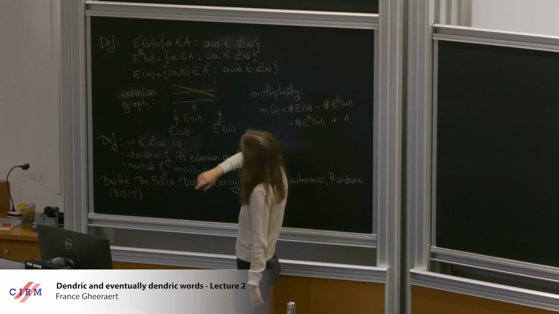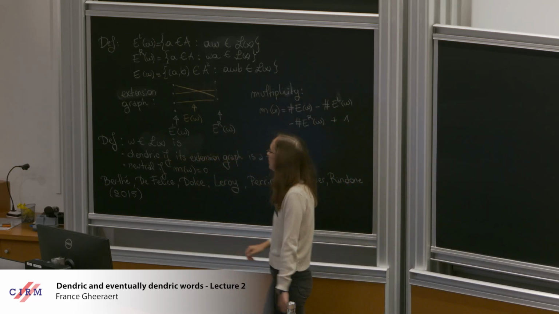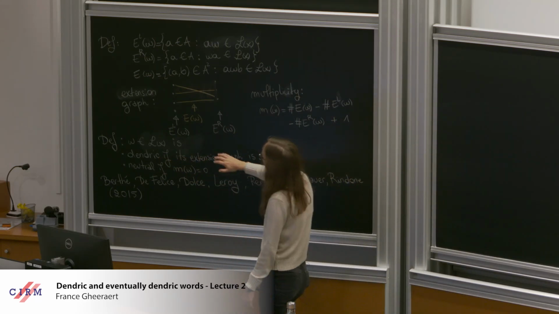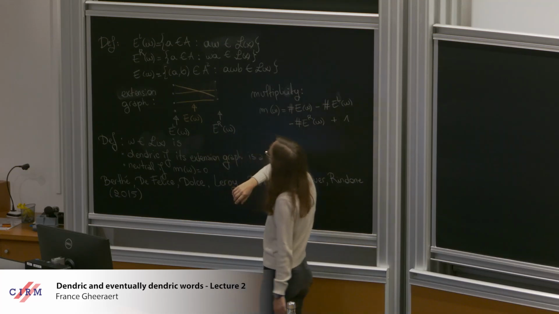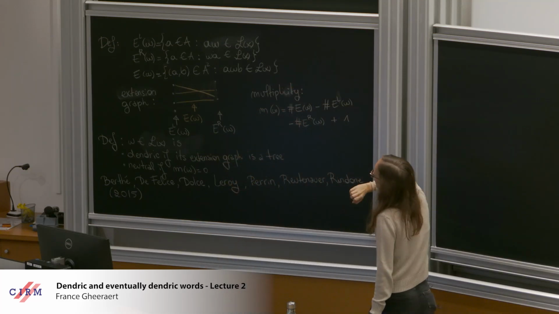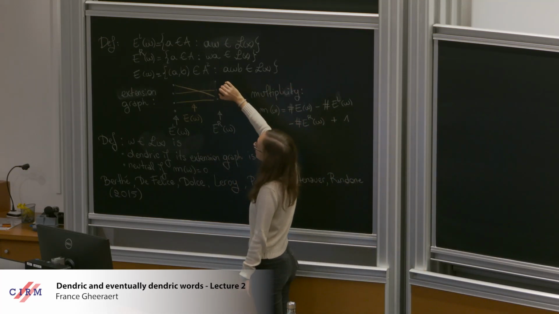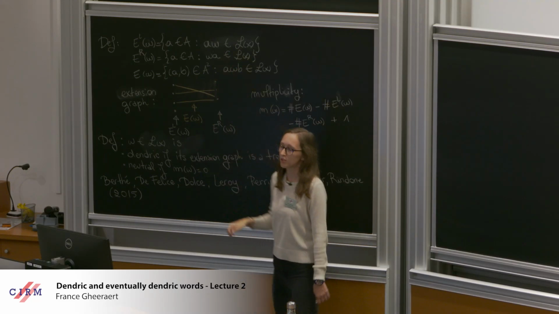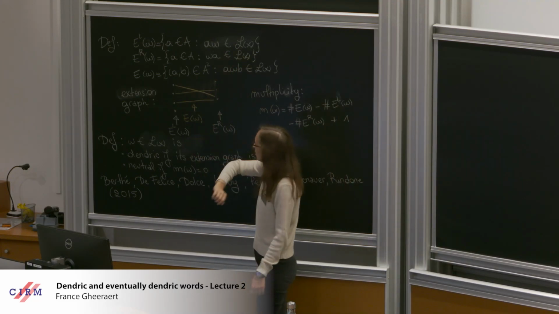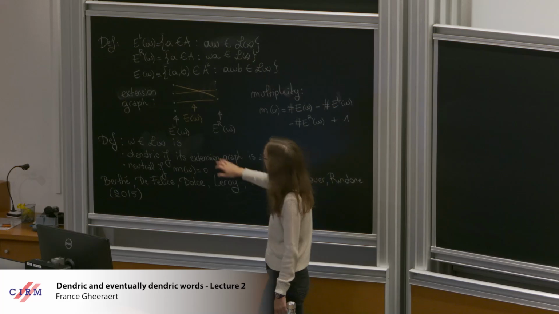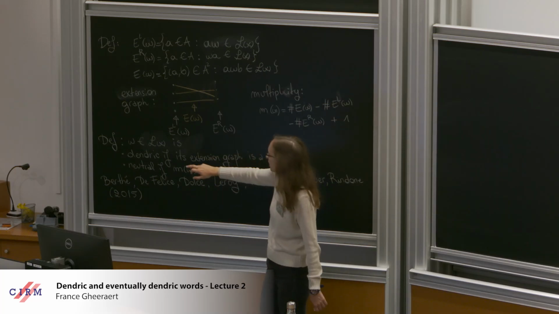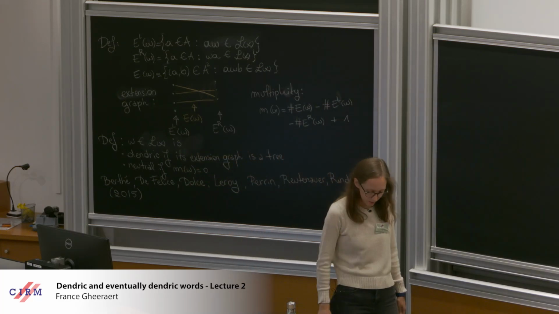And the other property we defined is dendricity. This is based on the extension graph, because these three sets can be seen, well, the third set can be seen as a relation between the first two, so we can represent this as a bipartite graph. And when that graph is a tree, we say that W is dendric.